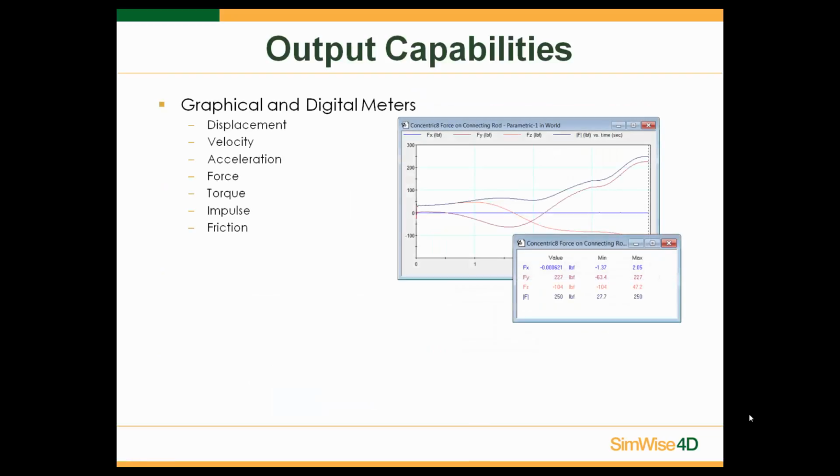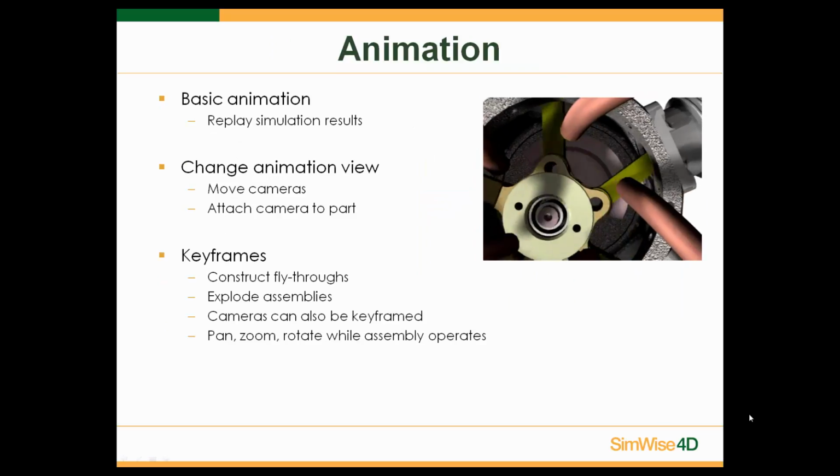Some of the output capabilities, typical things that you'd acquire from physics calculations: displacements, velocities, accelerations. You have the ability to view this in graphical form as well as numerical form, and you can also find the min and max, which is a real benefit too. Create trajectory paths to see visually the profile that something might be moving through during the simulation. And you can also export meter data to Excel for different processing.